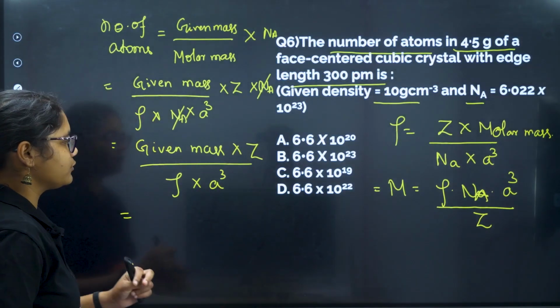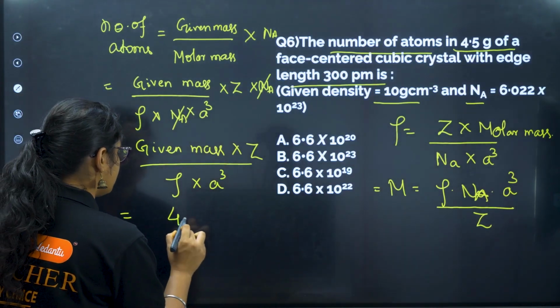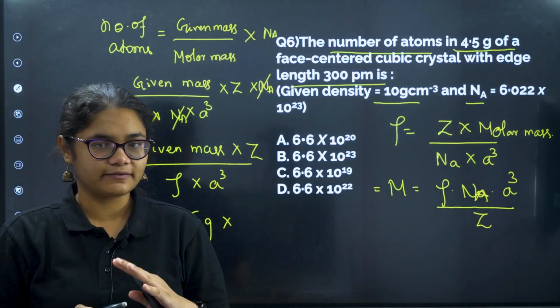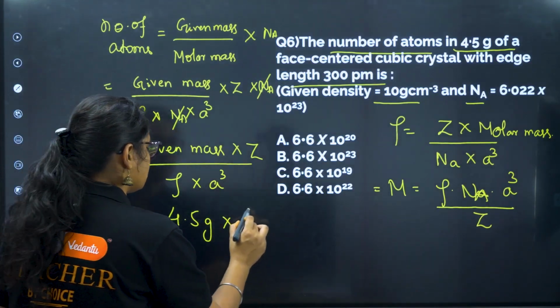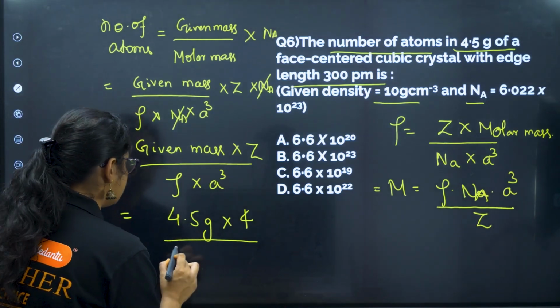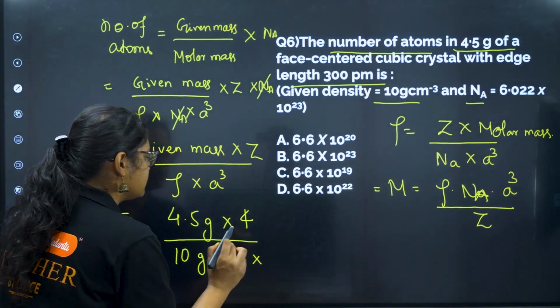So now you can substitute all the values. Given mass for this substance is 4.5 gram. And Z value for FCC is 4. So that is why here 4. Then density is 10 gram per centimeter cube. And then we have the side.